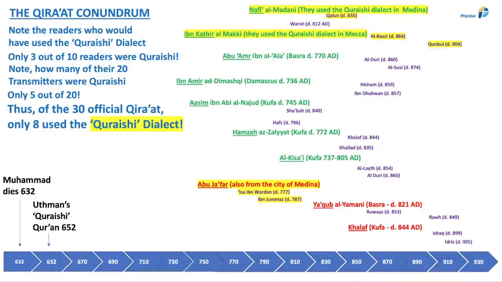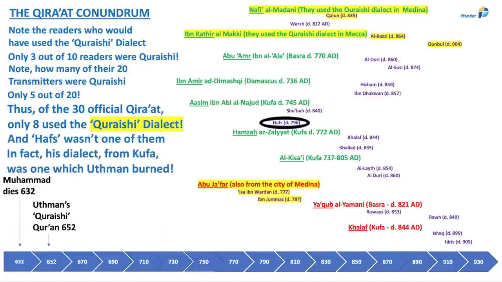that should have been a Qurayshi dialect is Hafs. He wasn't one of the Qurayshi dialect. He should have been amongst the Qurayshi dialect. He is from Kufa. The wrong city, the wrong place, the wrong time, the wrong person. In fact, his dialect from Kufa was one which Uthman burned.